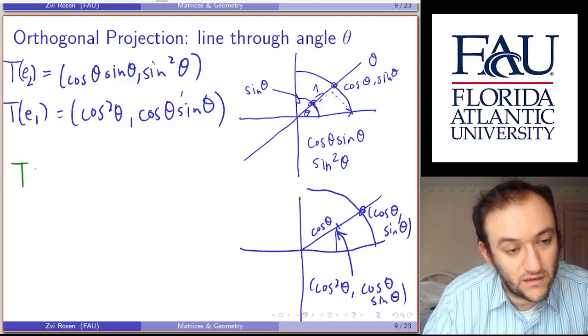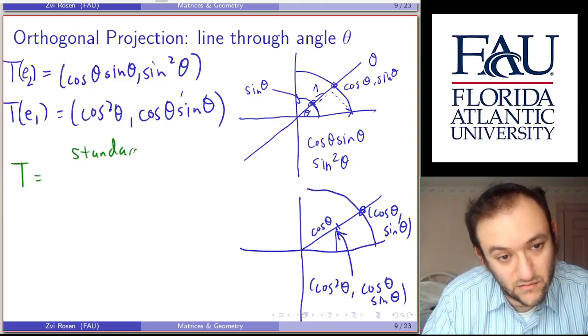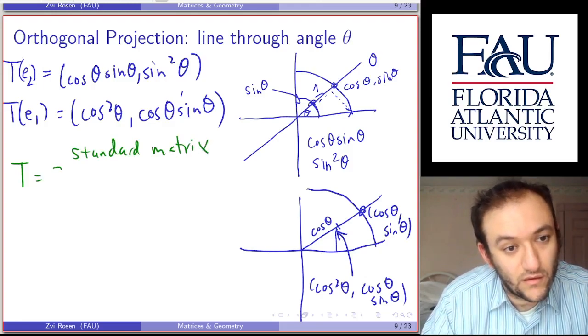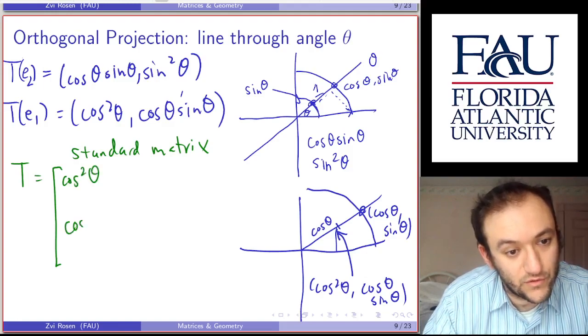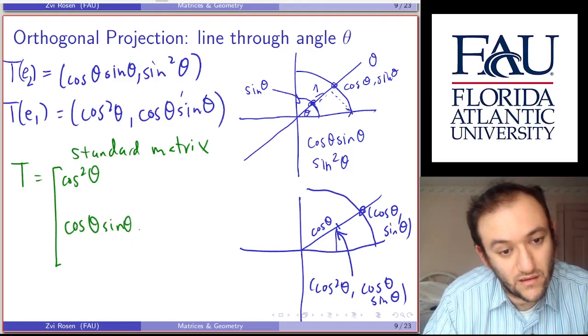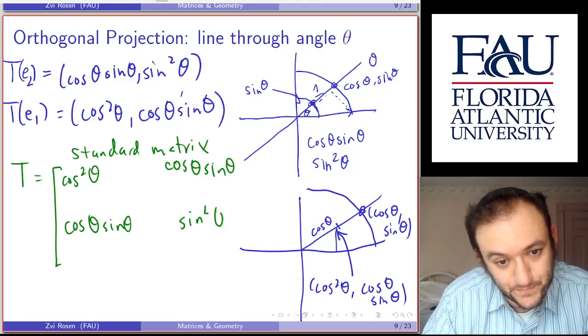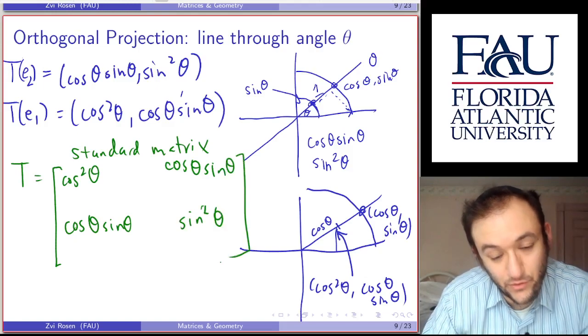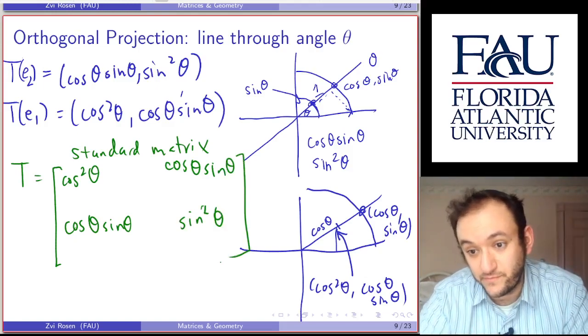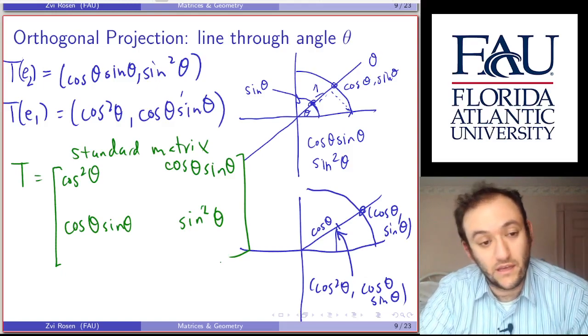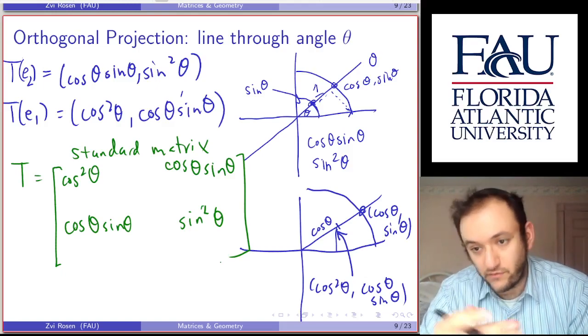So T gives us the standard matrix: cosine squared theta, cos theta sine theta, cos theta sine theta, sine squared theta. Okay, and that's how you would compute an orthogonal projection, by using this matrix for any vector you're given.